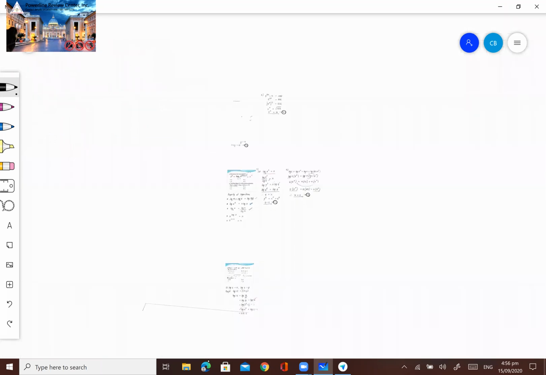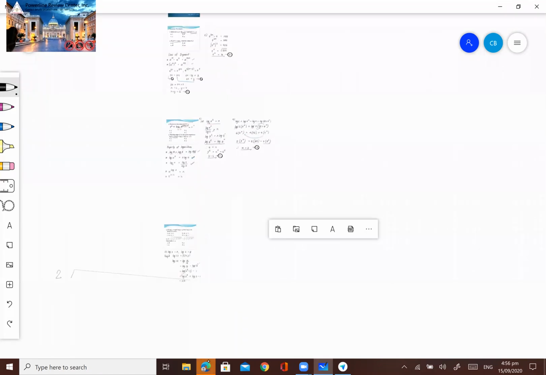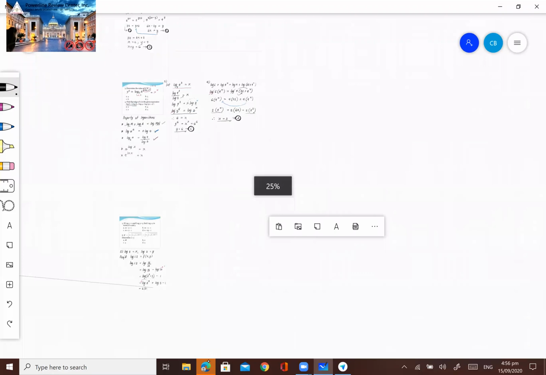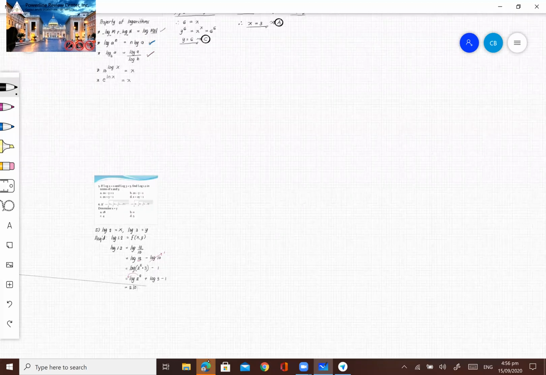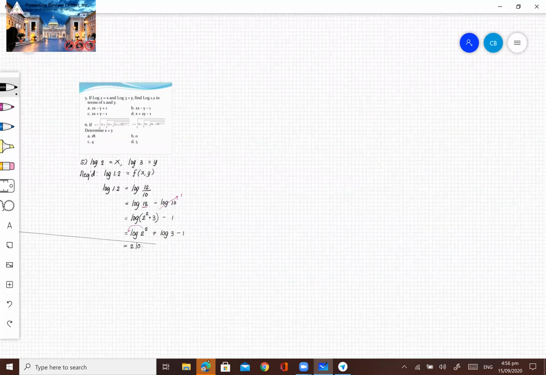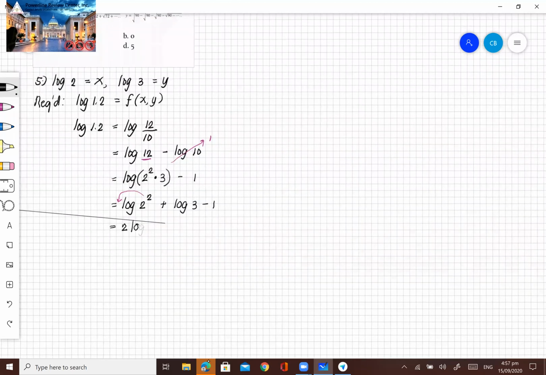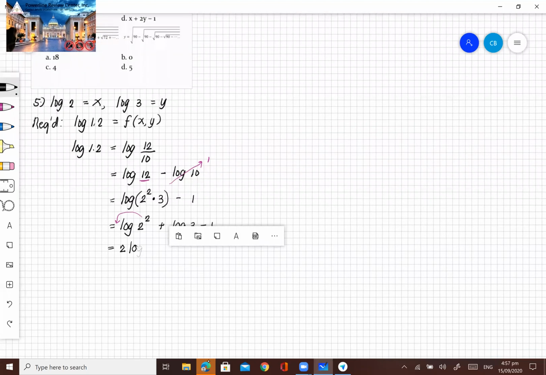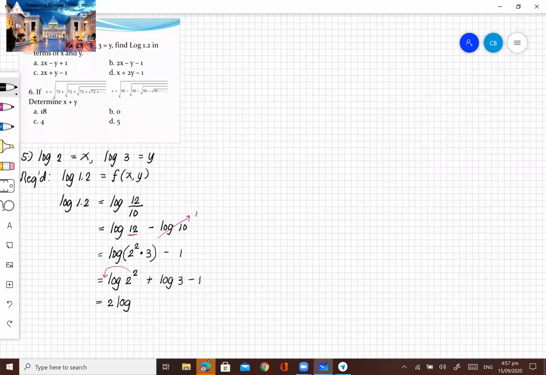Okay. So, we have, wala yung ating problem. Balik ko. Okay. So, we have 2 log of 2 plus, you have now log of 3 minus 1.